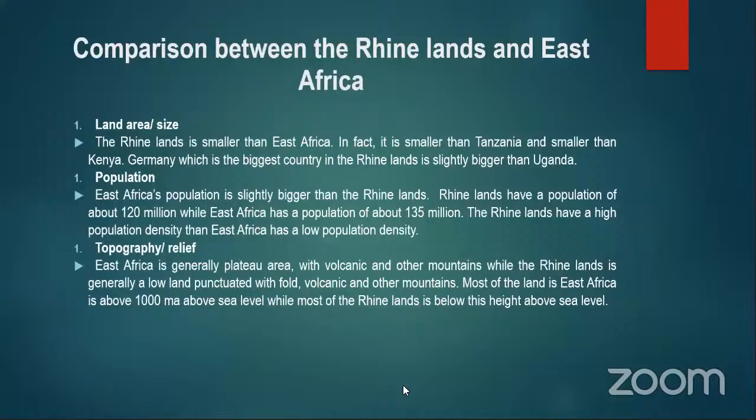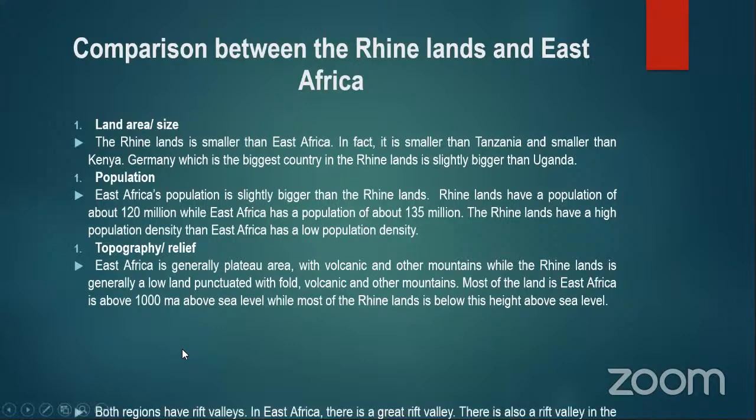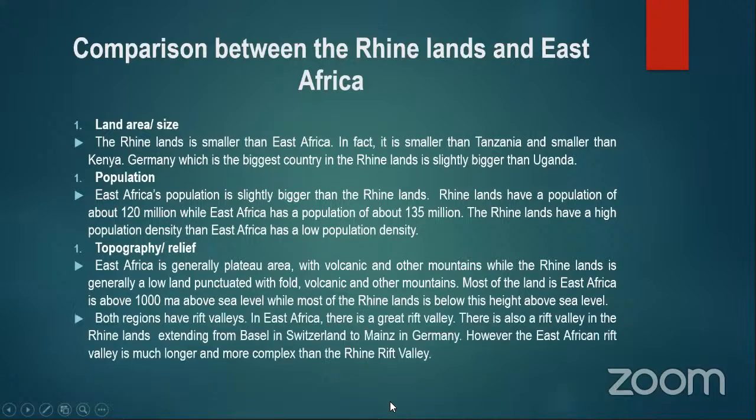Then both regions have rift valleys. I don't know whether you know that in East Africa we have a rift valley. We are saying that both regions have rift valleys. Do we have a rift valley in East Africa? Yes. Both regions have rift valleys, a comparison between the Rhinelands and East Africa.